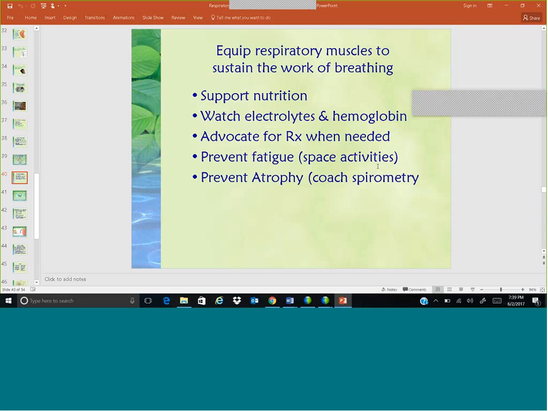Prevent fatigue. So again, space your activities. Prevent atrophy. Coach spirometry. And spirometry is actually, I don't know if you've ever seen one. You will see them when you're in fundamentals. You will see them when you're in nursing 1. That's a little breathing exercise machine in which you actually have to work on breathing in. And it's a tool to teach the patient how to get air into the lungs as well as out of the lungs. So it is kind of like a workout or going to the gym for your lungs.